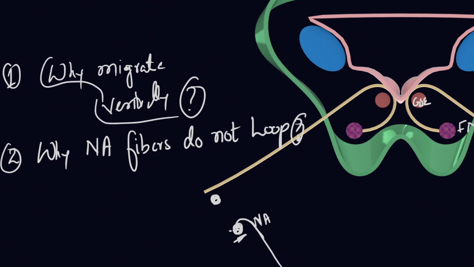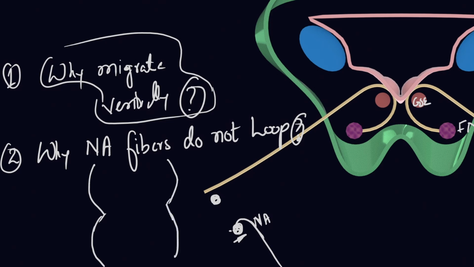Why does it migrate ventrally? This is relatively easier to answer. One of the reasons is very logical and the other is rather hypothetical or speculative. The one reason is that these nuclei tend to follow a column-like arrangement. Basically, if we draw it like this, this is pons, this is medulla, this is pons here as well, and this is medulla.